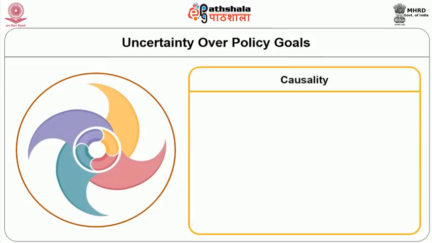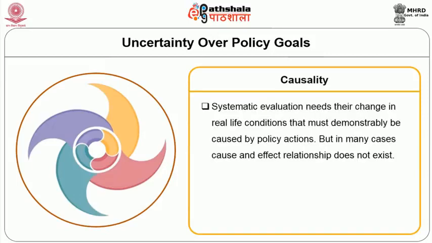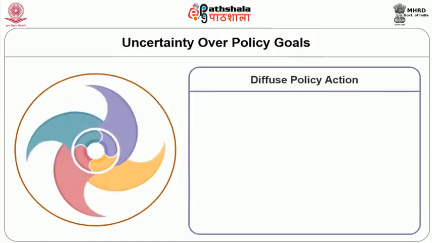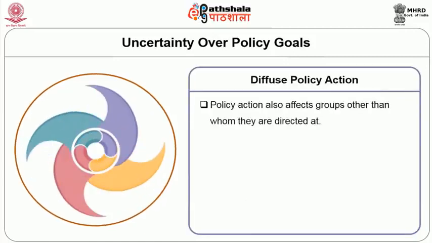Secondly, there is causality. Systematic evaluation requires that a change in real life conditions must demonstrably be caused by policy actions. But in many cases, cause and effect relationships do not exist. The determination of causality between actions, especially in complex social and economic matters, is a difficult, though not an impossible task. Third, diffuse policy action: policy actions that affect other groups than those they are directed at.